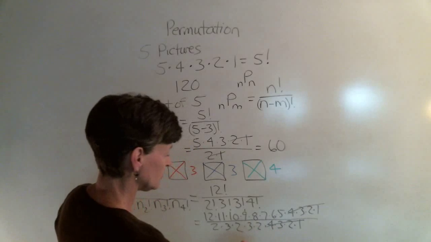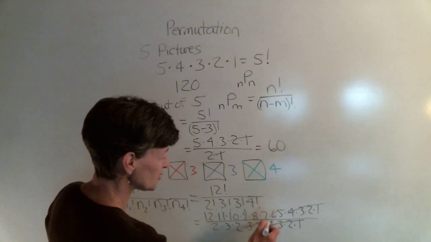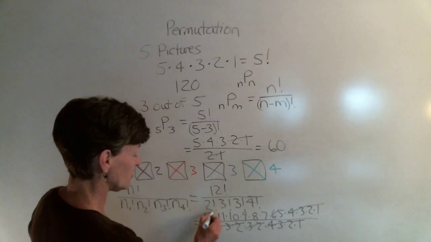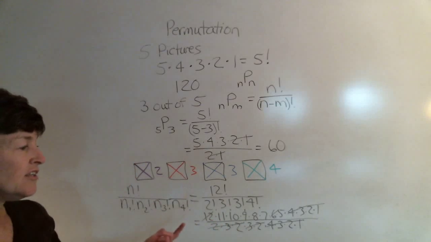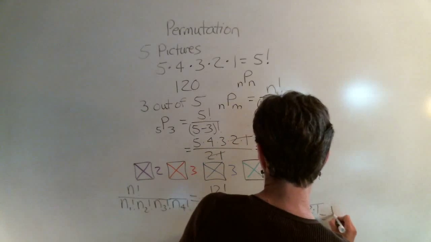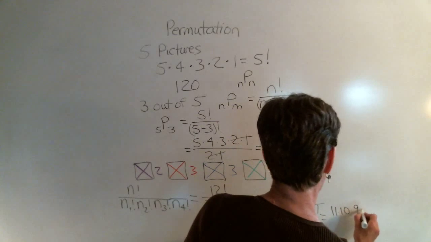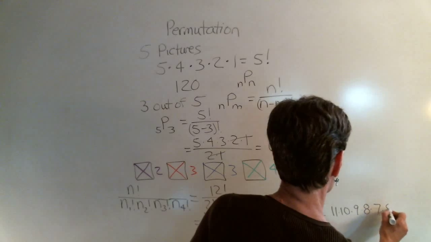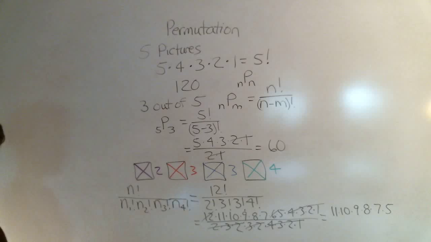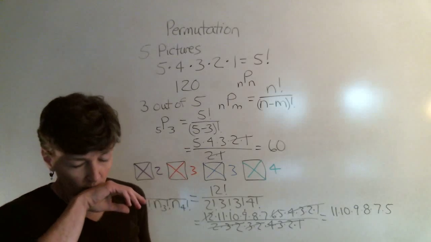This goes away. 3 times 2 is 6. It goes away. 3 times 4 is 12. That goes away. So really, the only numbers I have to multiply are 11 times 10 times 9 times 8 times 7 times 5. Now, I'm not going to multiply that all out. You can do that. It's going to be a big number.